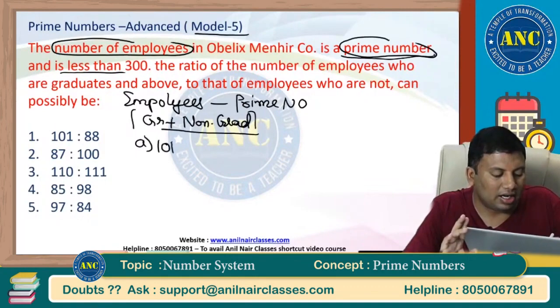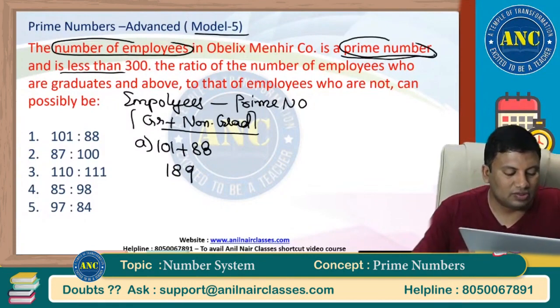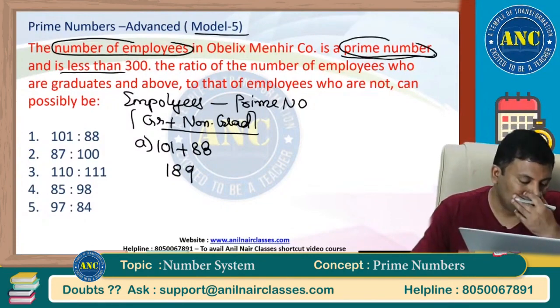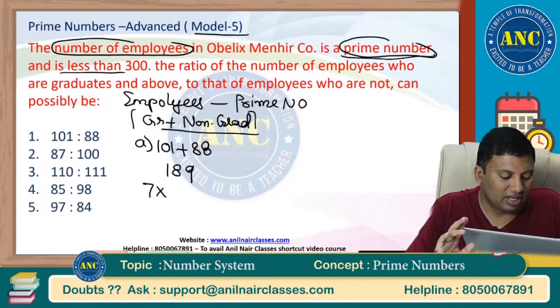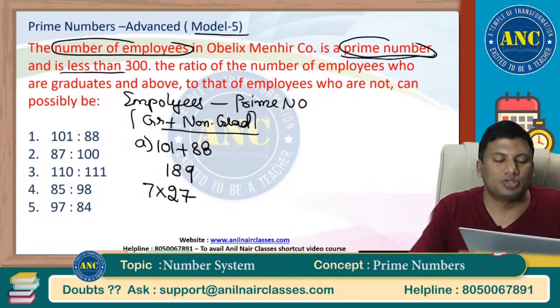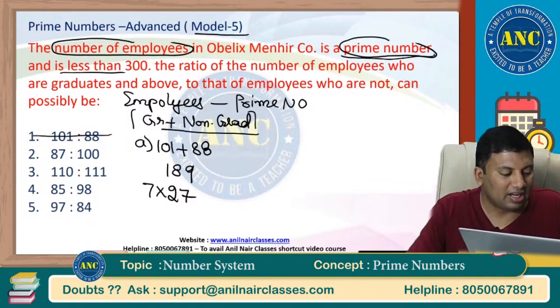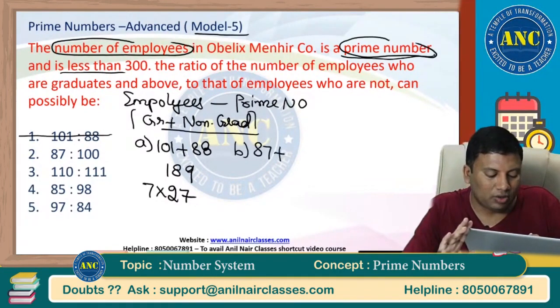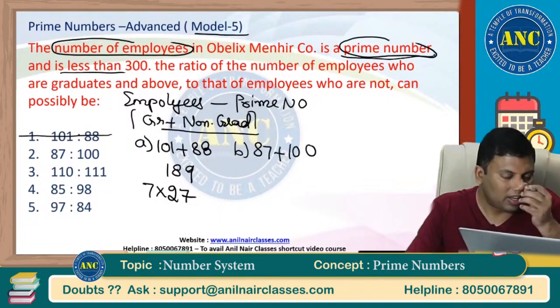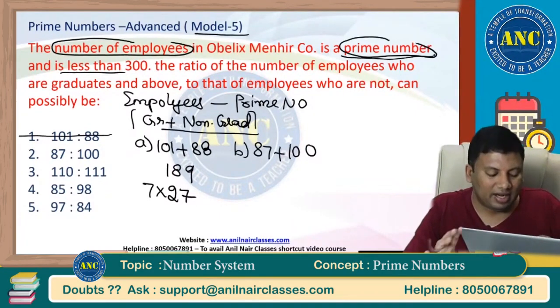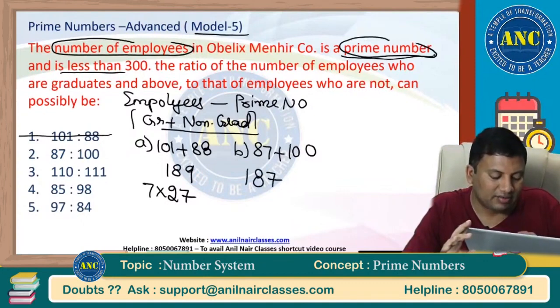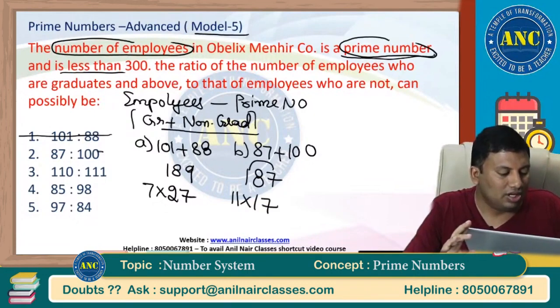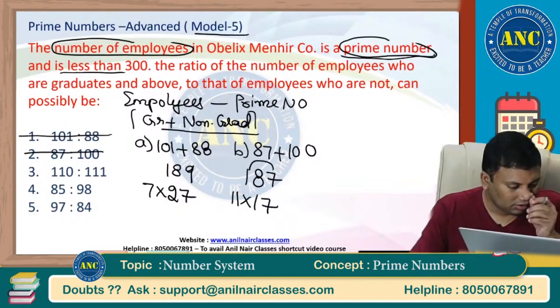First one, 101 plus 88, which is 189. If you observe, 189 is 7 into 27. 7 2s are 14, 7 7s are 49. The answer is divisible by 7, so it cannot be a prime number. Next, taking the lowest values 87k plus 100k, with k value 1, it is 187. 7 plus 1 is 8, and the answer is divisible by 11. So these are out. Next one.